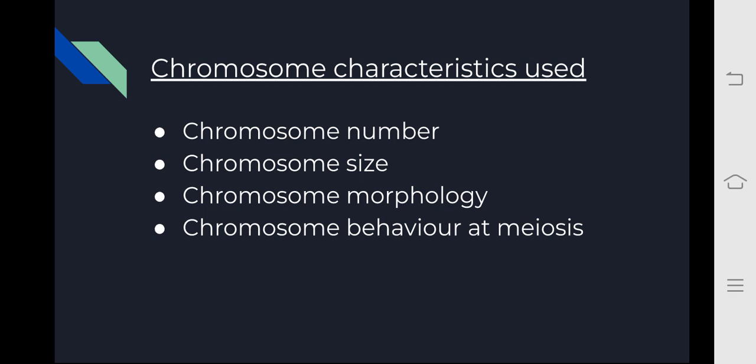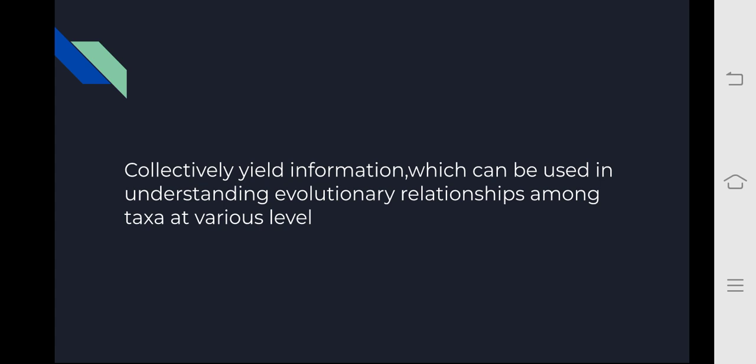The chromosome characteristics used in most cytotaxonomic studies include, first, chromosome number, then chromosome size, then chromosome morphology, and the last one is chromosome behavior at meiosis. So these four are the common chromosome characteristics used in most cytotaxonomic studies. Since these characteristics are derived directly from the nucleus, they collectively yield information which can be used in understanding evolutionary relationships among the taxa at various levels. So we can come to each and every single topic.